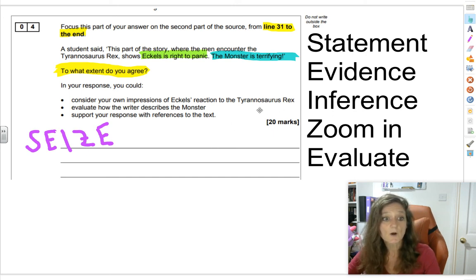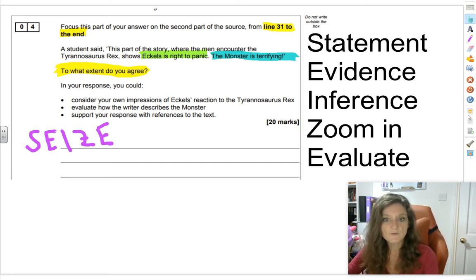And it's a 20-mark question. So you probably want at least 3 or 4 really decent C's paragraphs there. Okay, so probably 3 or 4 C's paragraphs where you're going into lots and lots of detail.